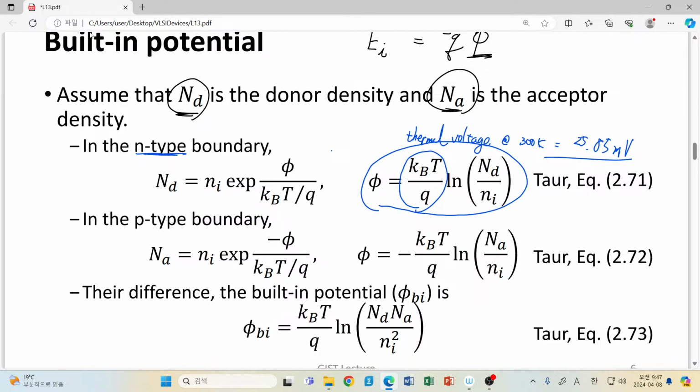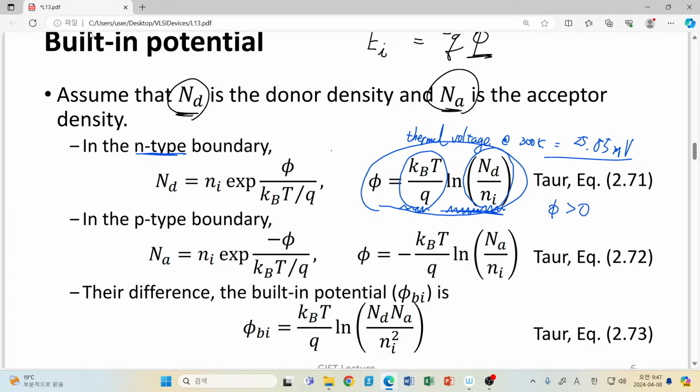And this is a positive number, and here you have a natural logarithm, and the argument is ND divided by ni. ND is much higher than ni, so the argument of the natural logarithm is a value much higher than 1. So this one is a positive number, and of course this is also a positive number. So what you can see is, okay, this is always positive.